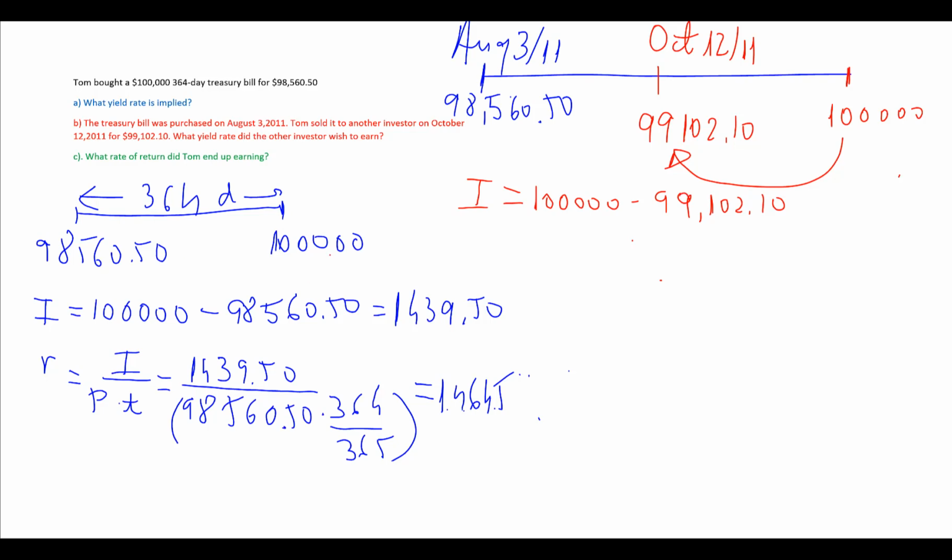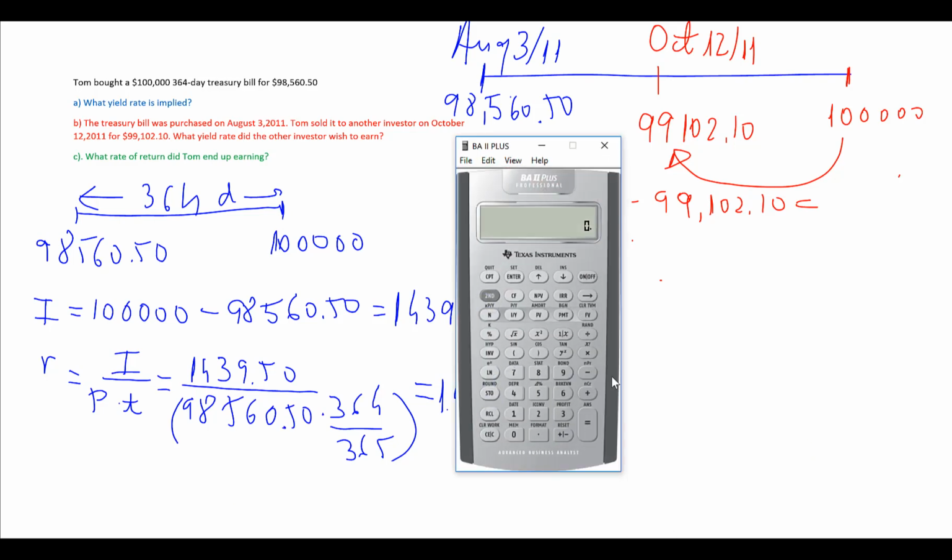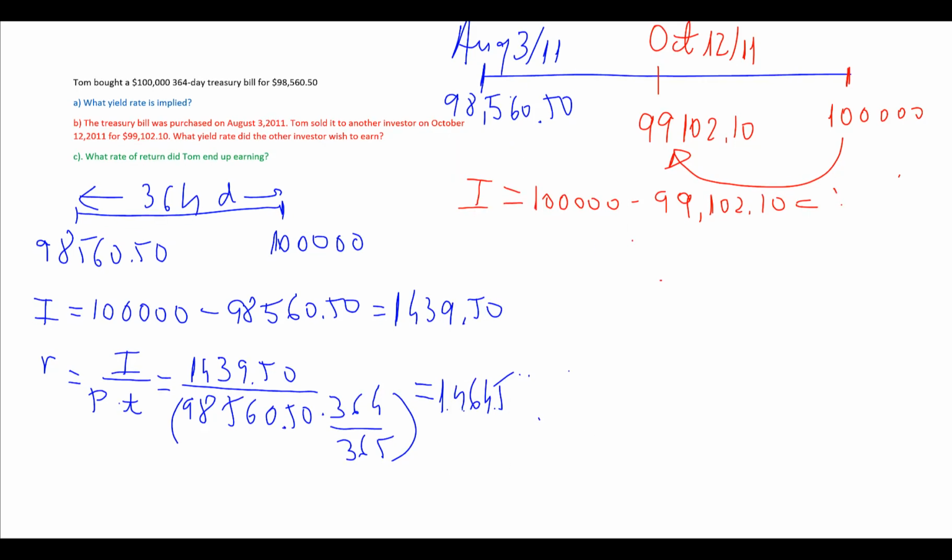So if we calculate this value, we have 100,000 minus 99,102.10 equal $897.90.